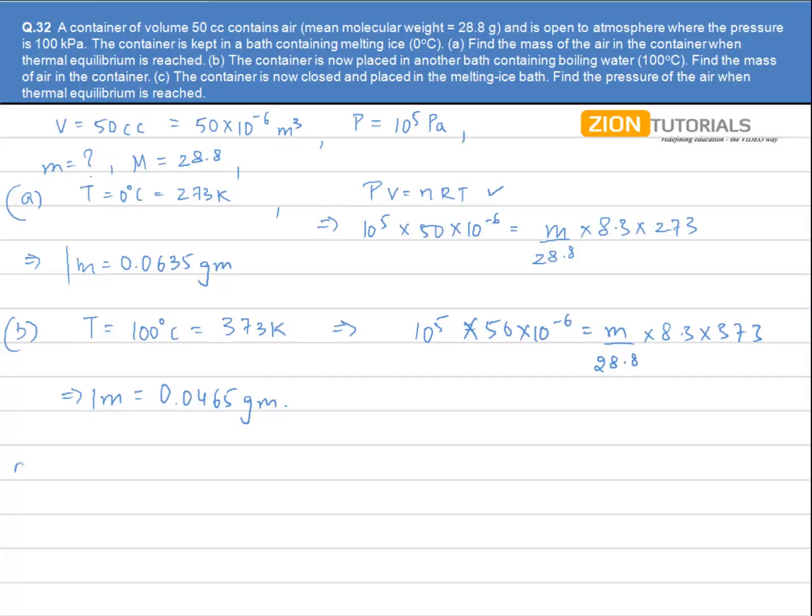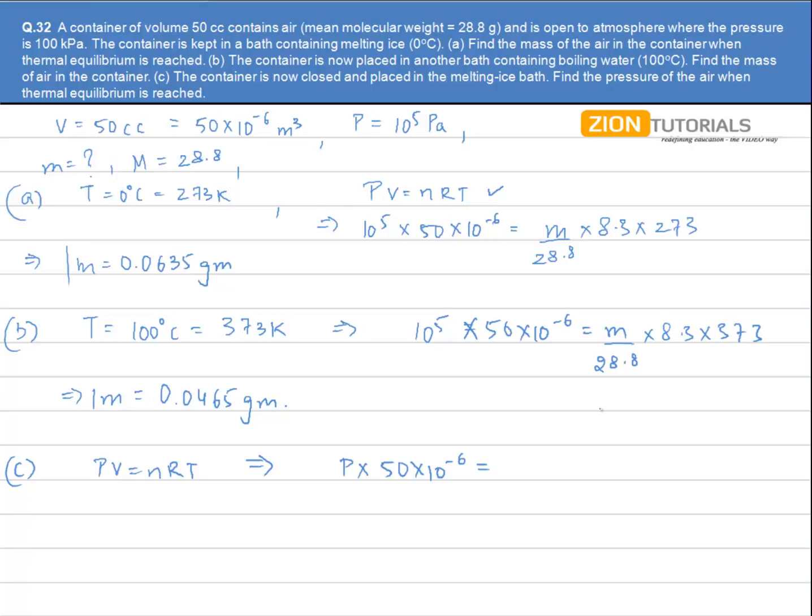And if I calculate this third part: the container is now closed. The container is closed and placed in the melting ice bath. Find the pressure of the air when the thermal equilibrium is reached. Now, since the container is closed, the pressure can change, right? So similarly, if we apply PV equal to nRT, we have to calculate the pressure. The volume will be 50 into 10 raised to the power minus 6, because the container's volume will remain constant.